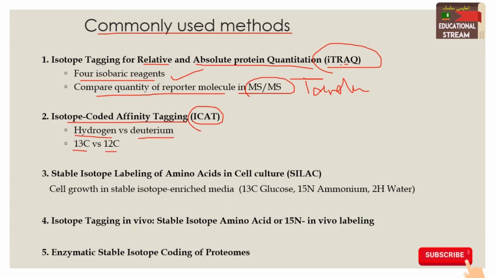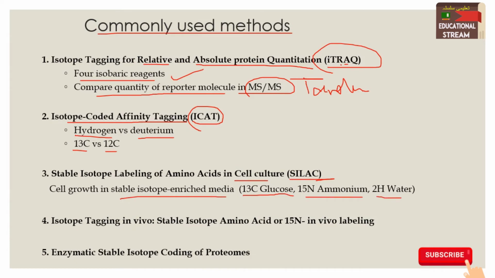The third method which is employed is stable isotope labeling of amino acid in cell culture. It is known as the SILAC. It is used for labeling of the amino acids in the culture that we provide in the media, the labeled elements. So cells are grown in stable isotope enriched media containing like 13C glucose, 15N ammonium and 2H water.